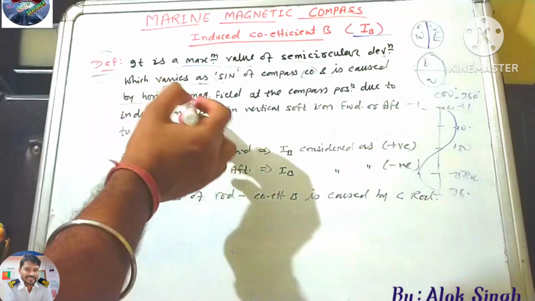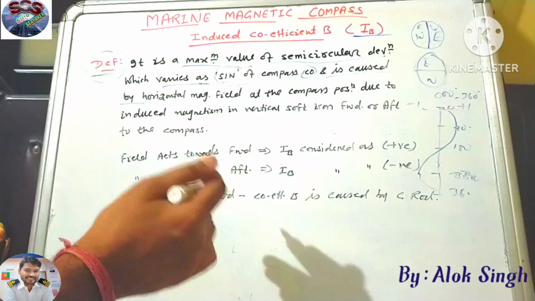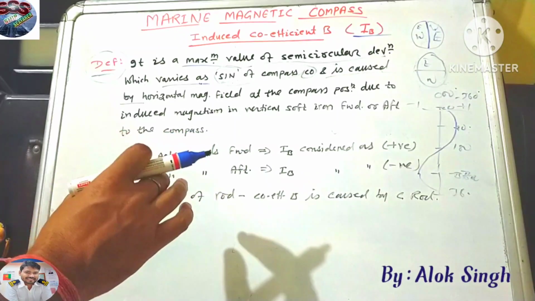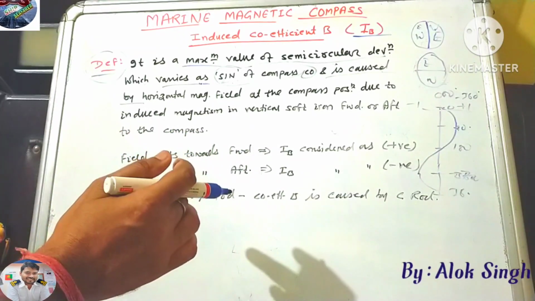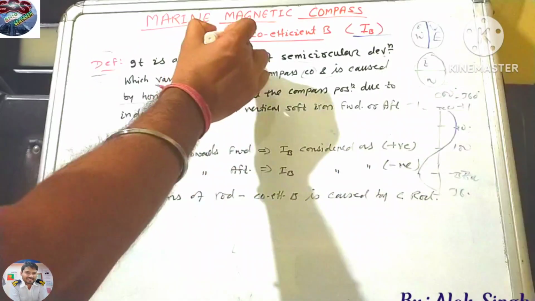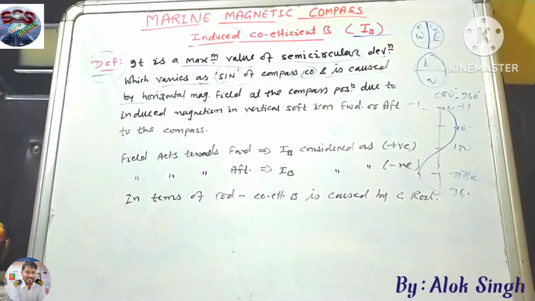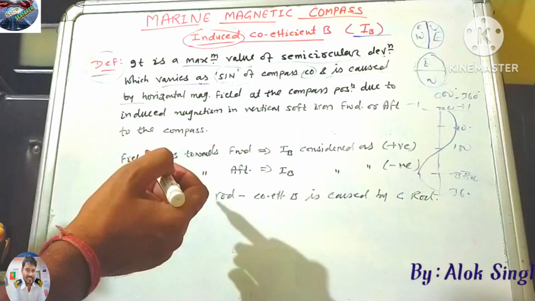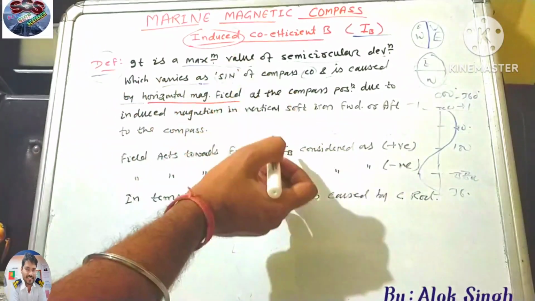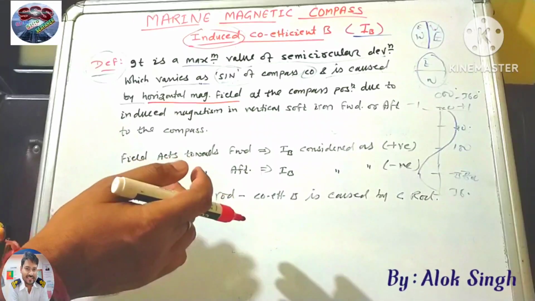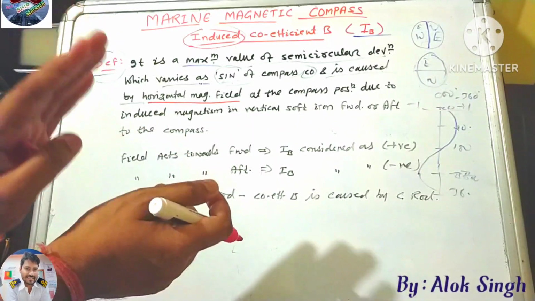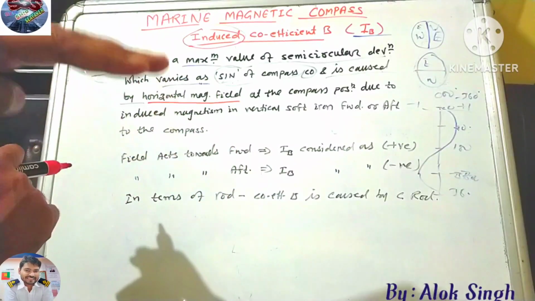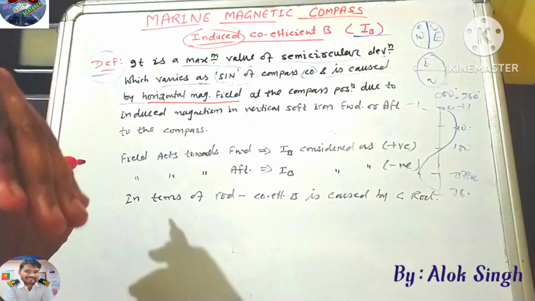It is caused by, as we have already seen, all this deviation is caused by something: either the induced magnetism or permanent magnetism. Since we are studying induced magnetism, we will discuss the induction by the earth's magnetism, by the horizontal magnetic field. In our previous video we have already discussed what is the horizontal magnetic field and what is the vertical magnetic field, Z and H. The horizontal magnetic field is denoted by H, in which it will be either fore and aft or port and starboard, that is athwartship.